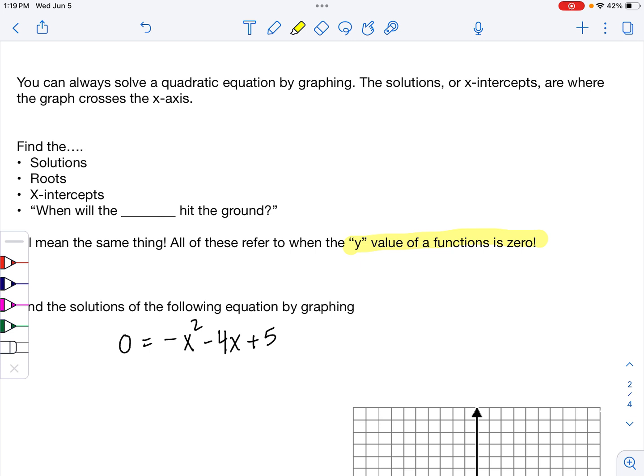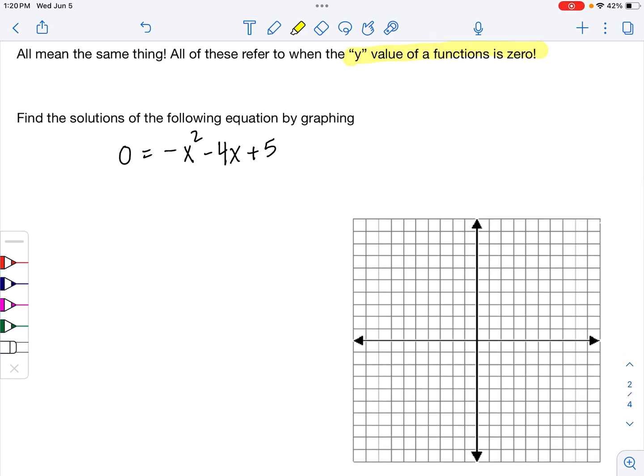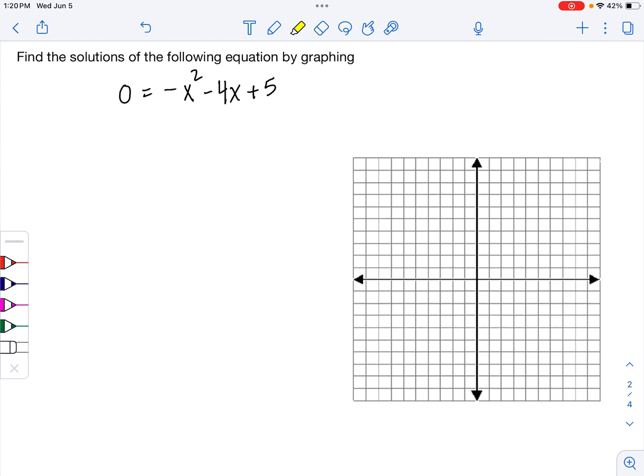So on a graph, that's just where are we crossing the x-axis. So let's try another one. Find the solutions of the following equation by graphing. So we could factor this, but we're asked specifically to do this by graphing. So let's graph it quick.